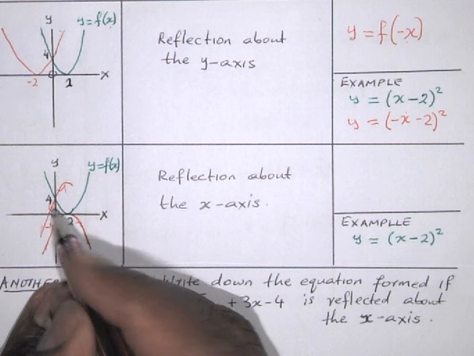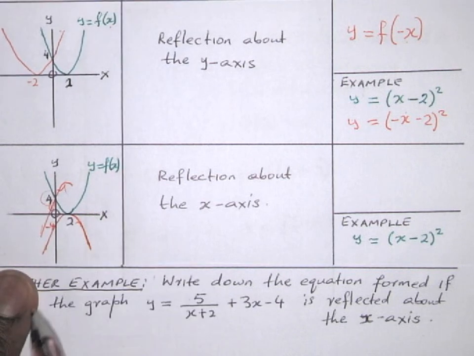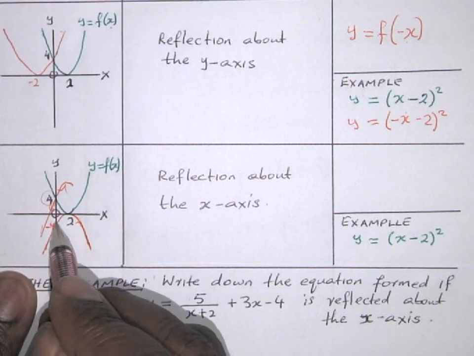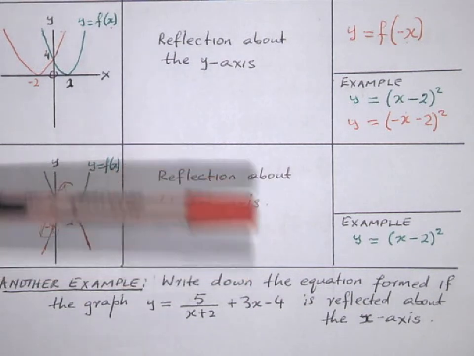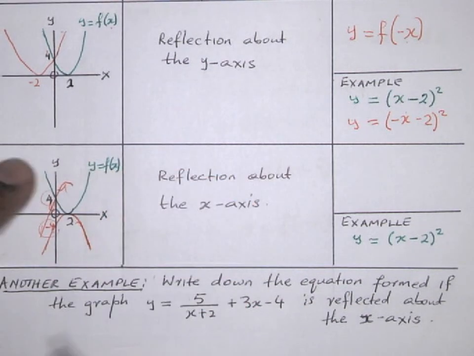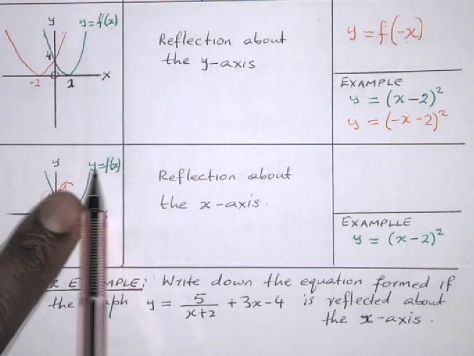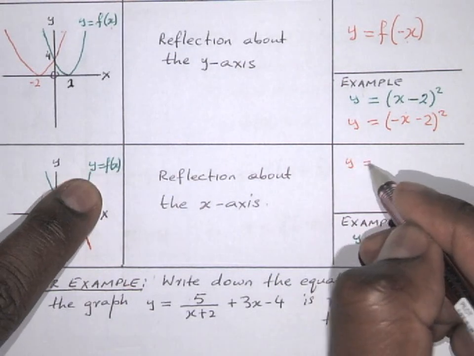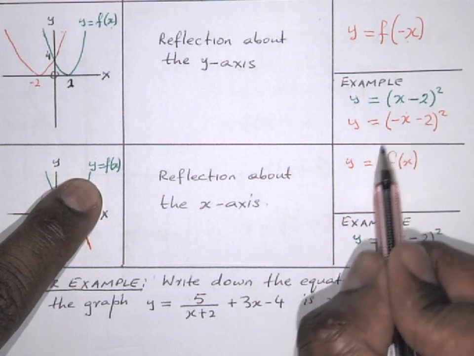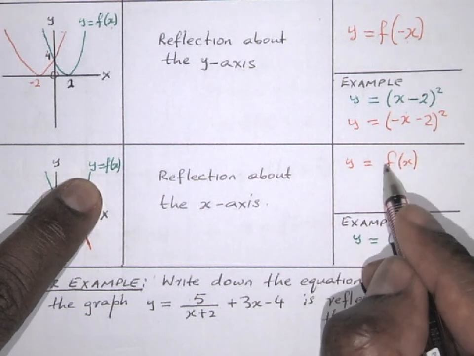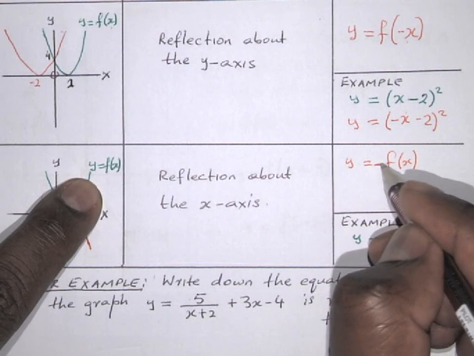What am I doing? Look at the y value there: it is positive. Now the y value here is minus 4. So when you reflect about the x-axis, we just change the sign of y. Y was a positive f of x, but now I must change the sign of y. Y was this, so I must change the sign of this so it becomes a negative in front.